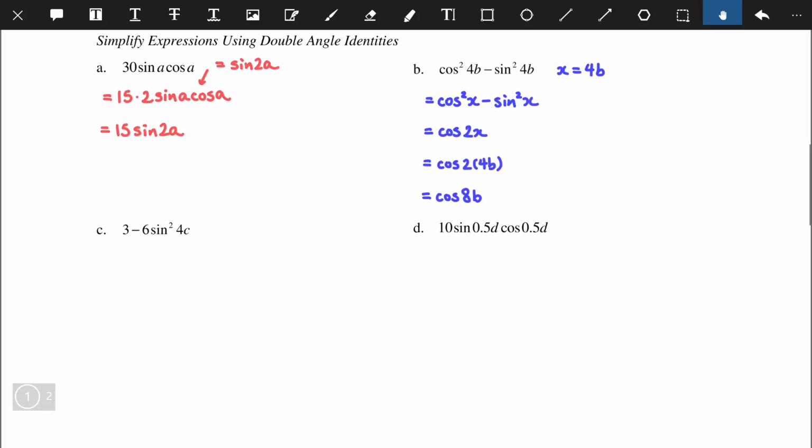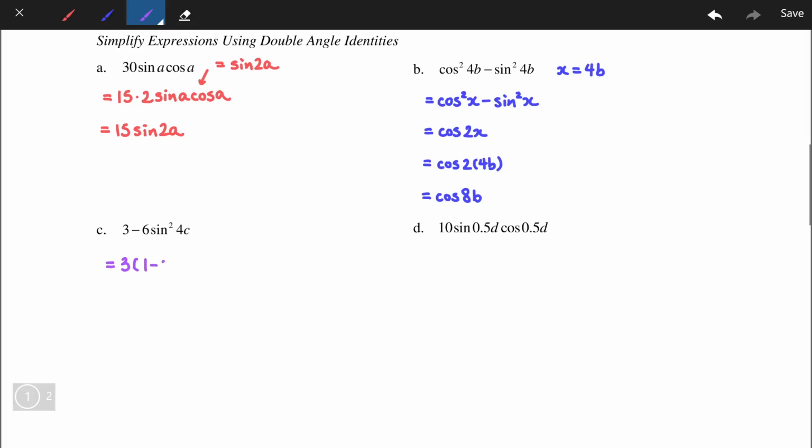Let's look at this third one here. It's a combination of the previous two techniques that we have described. So the first thing here is to factor out the 3. So we can have 3 and then 1 minus 2 sine square 4c. A common mistake here is, let's say we factored by 2 instead of 3, that sometimes we factor out this part as well, but that's not correct. So we're supposed to leave it as sine square 4c.